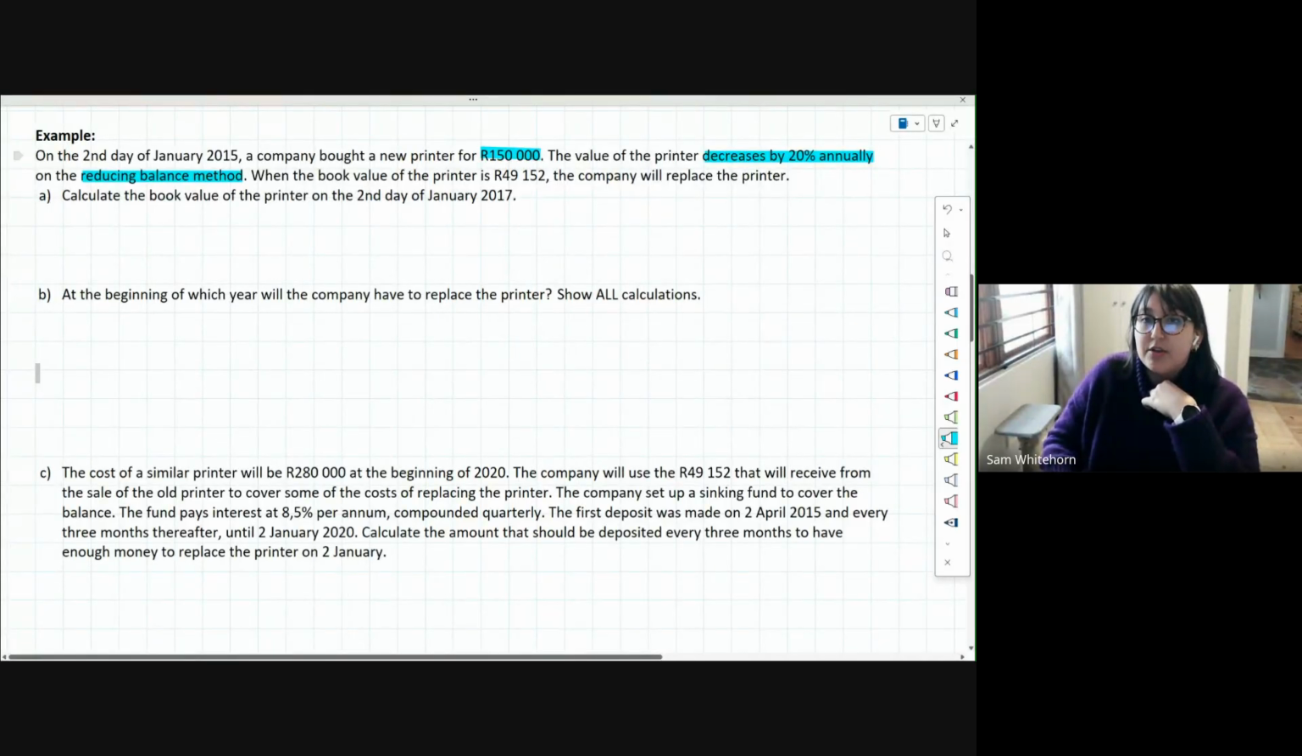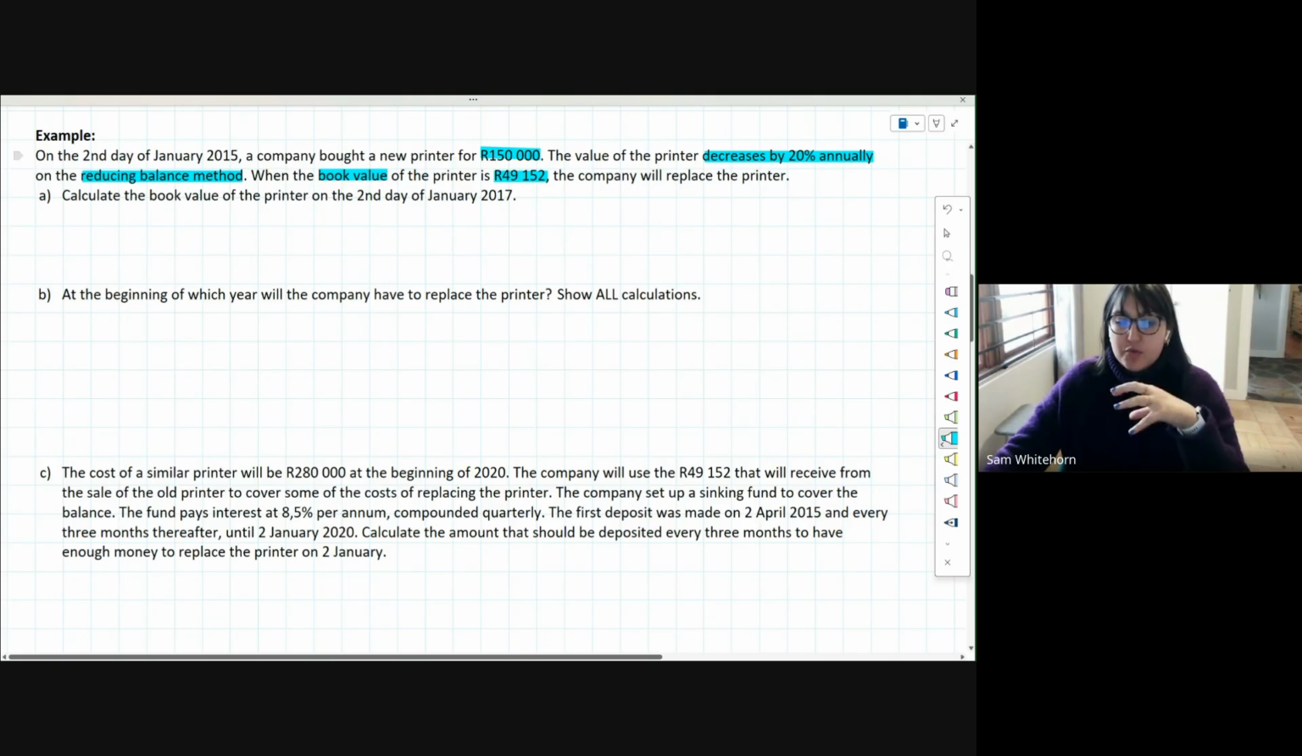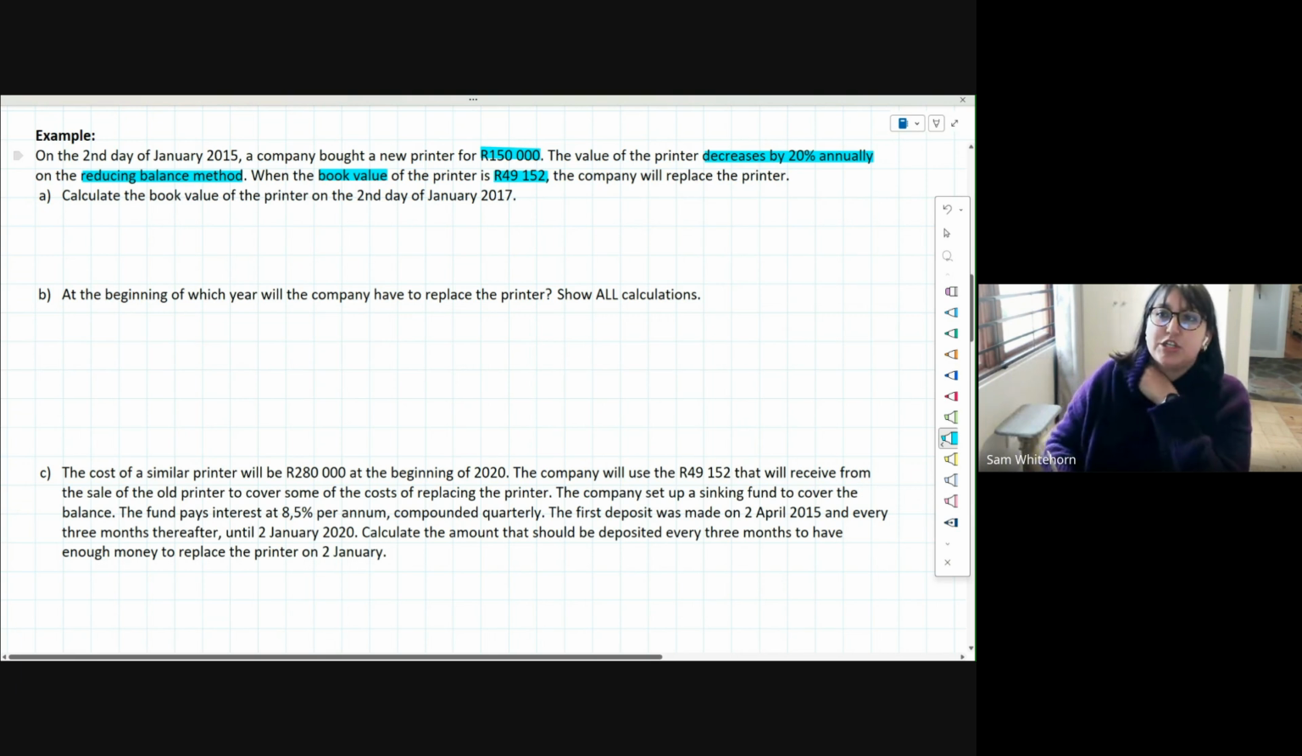It says when the book value, and we'll chat about what that is in a second, of the printer is 49,152 rand, the company will replace the printer. Okay, so book value basically means the value of your depreciated item. Obviously, as you use a printer, wear and tear, all of that sort of stuff, it no longer has the same value as it started. It's not brand new anymore. A printer maybe has to have parts replaced or maybe some parts are slightly damaged, whatever. Its value decreases. And the value at a certain moment in time is what we call the book value. Okay, so it's the current value of the item once depreciation has been taken into account.